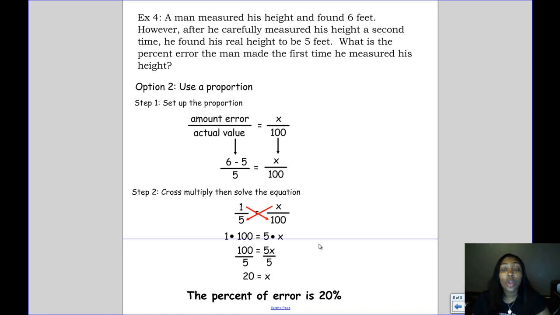So the one thing you want to look at with percent of change and percent of error: percent of change is all about the percentage that something changed, either increasing or decreasing. And percent error is the percent of error from a predicted or estimated value to the actual or the real value.